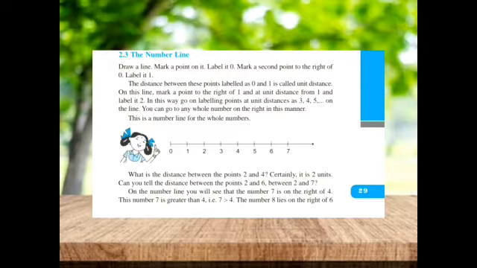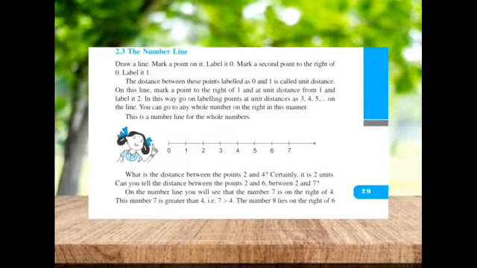On this line, mark a point to the right of 1 and at unit distance from 1 and label it 2. In this way, go on labeling points at unit distances as 3, 4, 5, 6, 7, etc. on the line. You can go to any whole number on the right in this manner. This is a number line for the whole numbers.